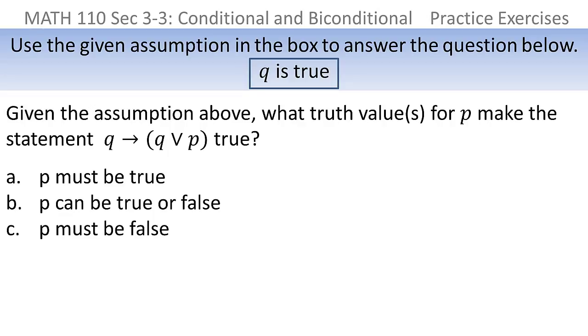Use the given assumption in the box to answer the question below. So Q is true is the given assumption. Then it says, given the assumption above, in other words, given that Q is true, what truth value or values for P? In other words, they're asking us, what can P be that would make the given statement here true?